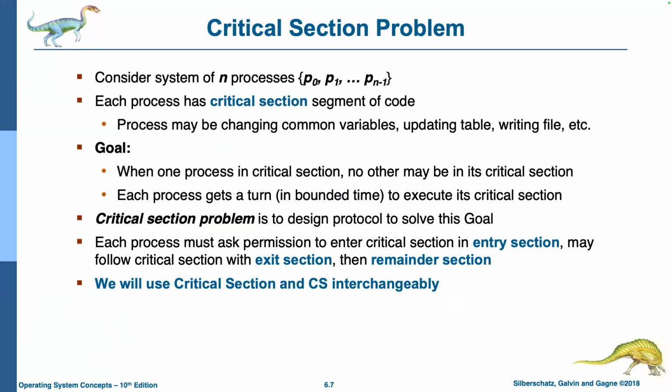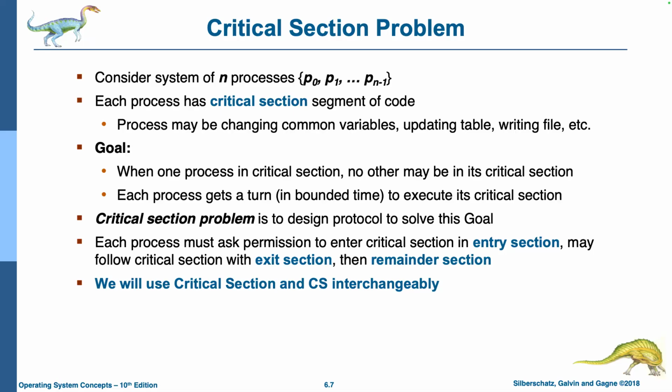So that's why we need the concept of the critical section. Consider a system with n processes. This is described in the textbook, right? The very academic way. Each process or thread has a critical section, a segment of the code. So simply speaking, only one process or thread can access this critical section. Critical means only one can access it. That's the critical section.